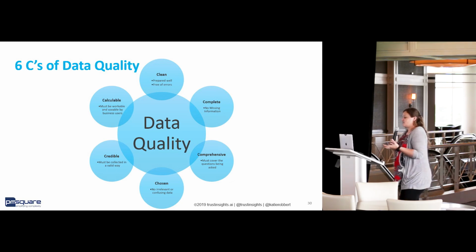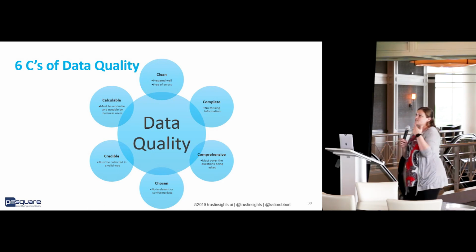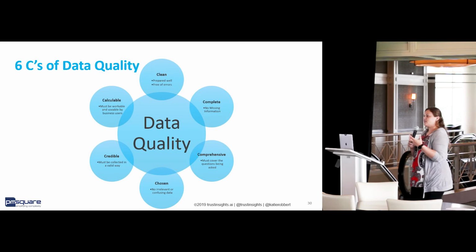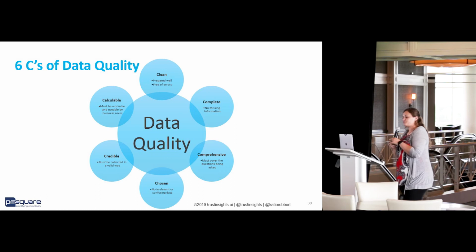It needs to be comprehensive, so it must cover the questions being asked. So again, think back to that. What's the question that I'm trying to answer? Again, you wouldn't necessarily pull Facebook data if you're trying to answer revenue questions or financial questions or staffing questions. So not any data set will answer the question. It needs to be chosen with a purpose. And then chosen data, so no irrelevant or confusing data. So you may pull a data set that has a lot of extraneous information in it that really has no bearing on the question that you're trying to answer.